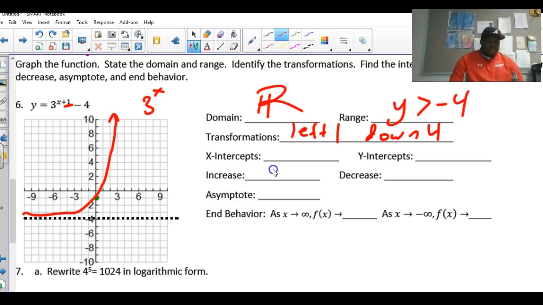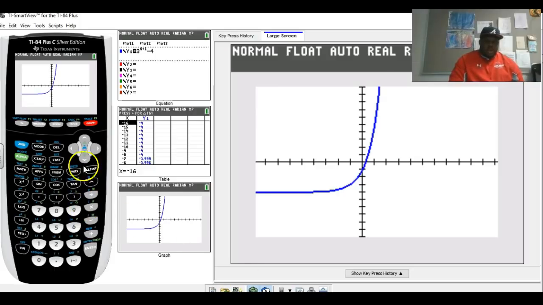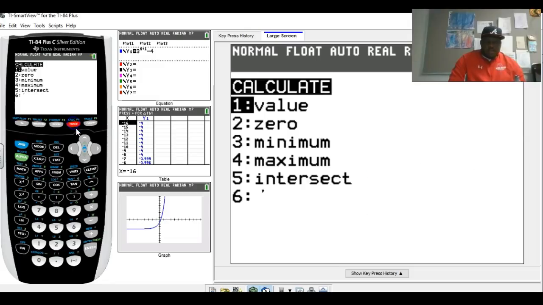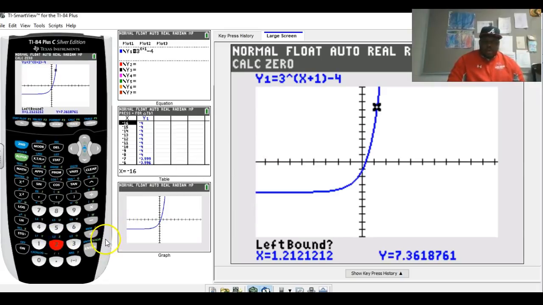And now intercepts. The x-intercept, guys, use your calculator for that. If you don't remember, let me show you how to do it real quick. You can go trace, second trace, because we want to find the zero or the intercept. So option 2 here.